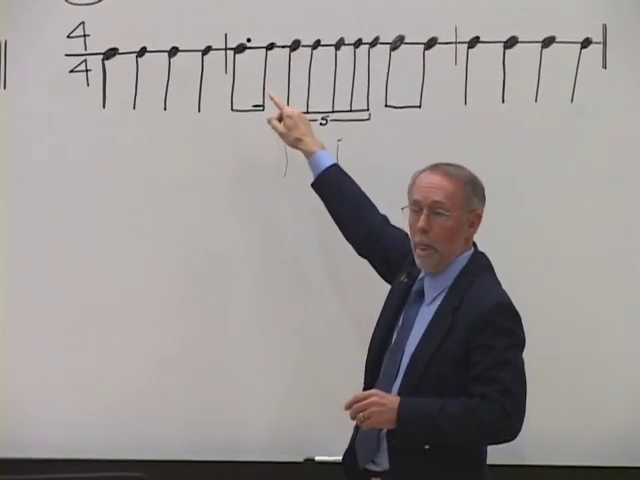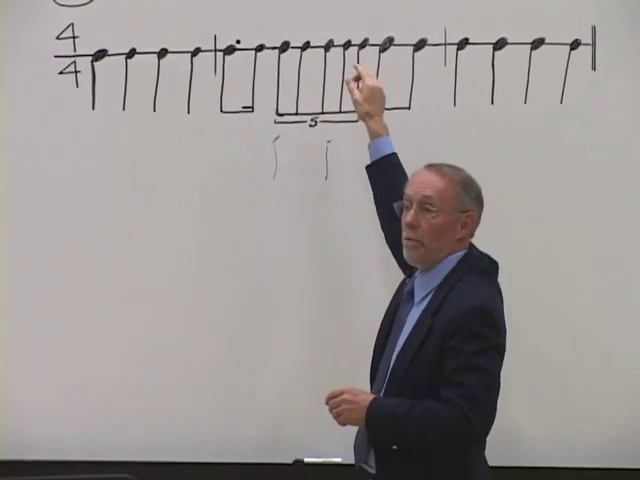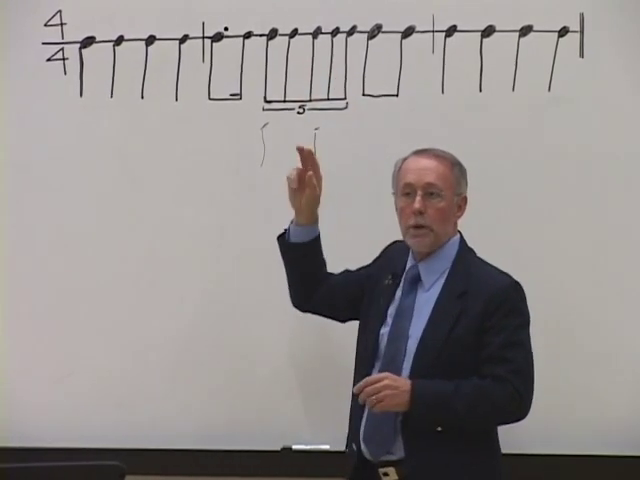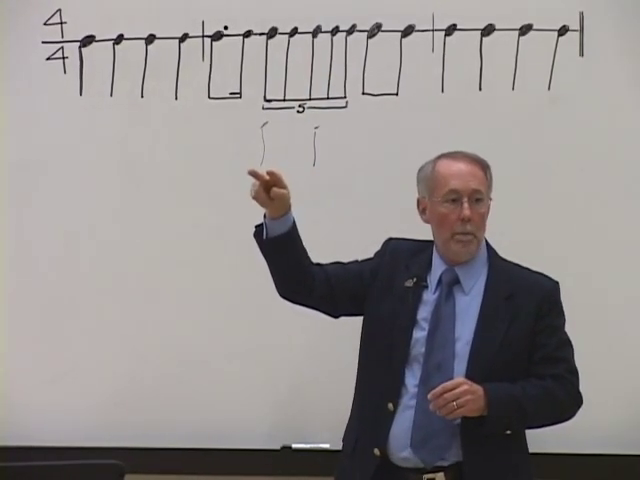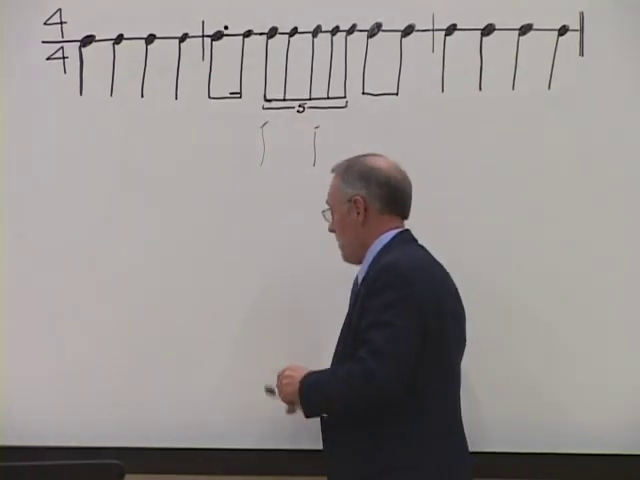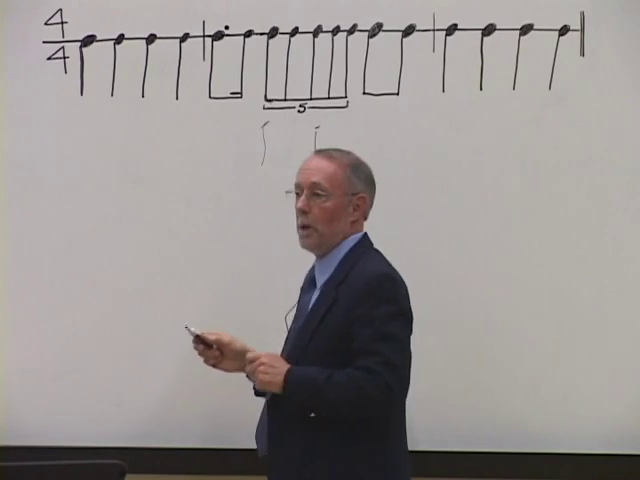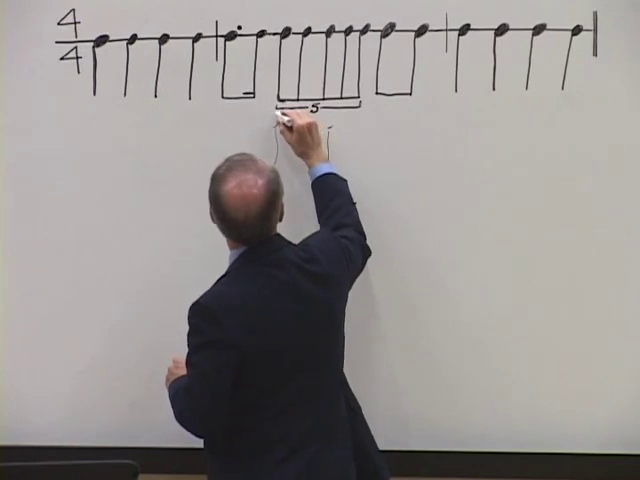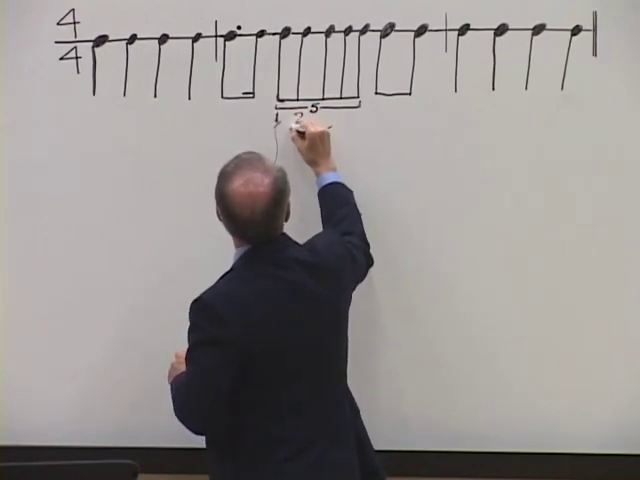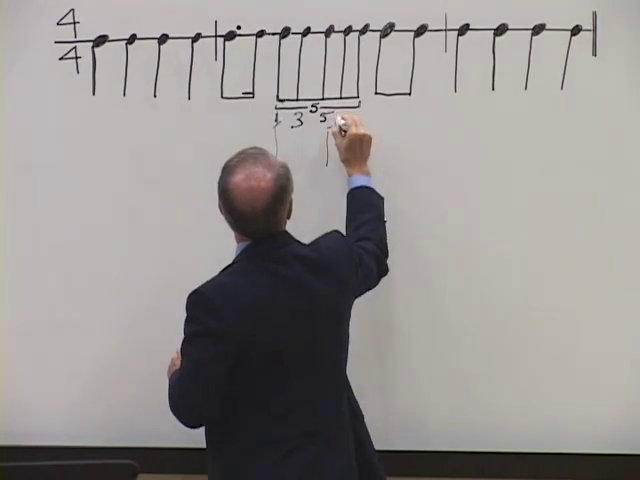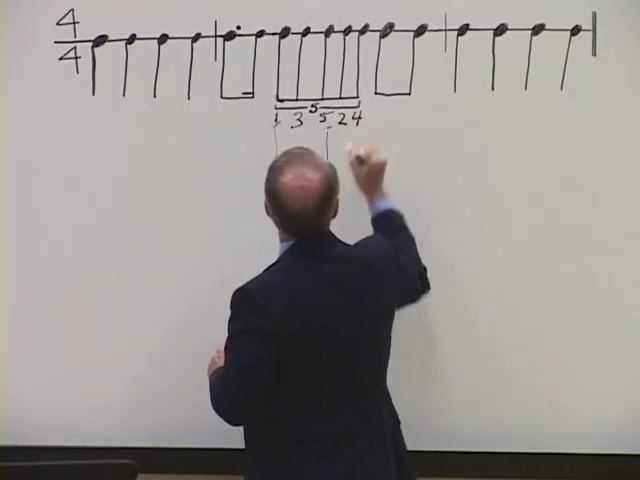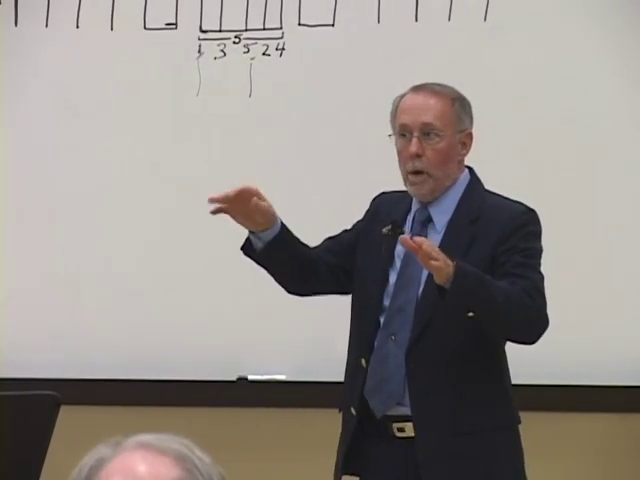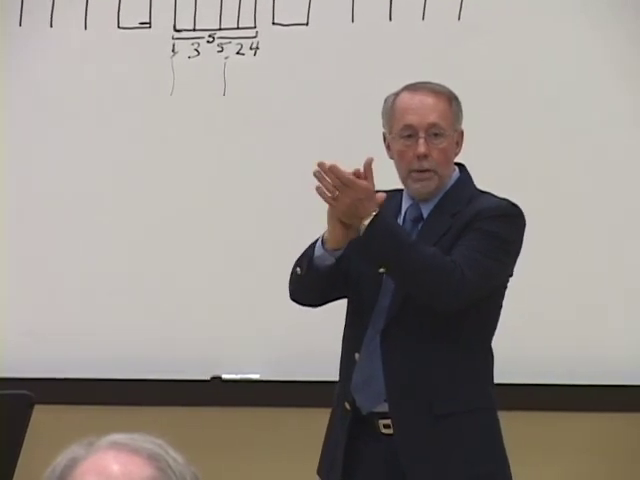This measure is really 1D and 2-2-3-4-5, 3-2-3-4-5. What is that? That's two groups of five. But if I'm going to play this rhythm, I'm not going to play two groups of five. I'm going to play five groups of two. Therefore, I'm going to play on 1, 3, 5, 2, and 4. So it comes out like this. 1, 2, 3, 4, 5, 1, 2, 3, 4, 5, 1, 2, 3, 4, 5, 1, 2, 3, 4, 5.